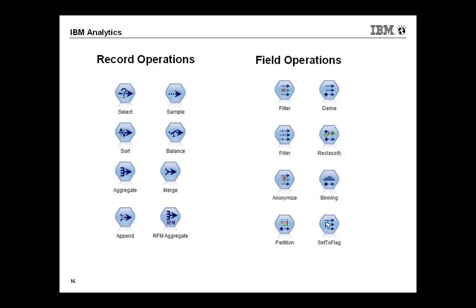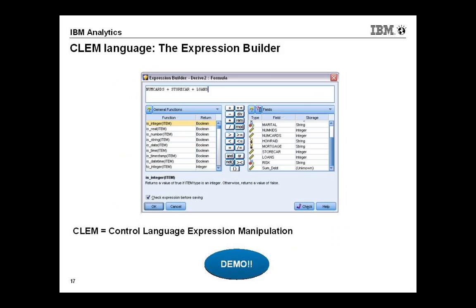Another great thing with Modeler is the CLEM language, the expression builder, that you can use to, for example, derive a new attribute. And it's really intuitive. As you can see, you can do everything with point and click. You can check if a variable is an integer variable. You can convert a variable to a date or an integer. You can sum different variables, and there's a lot of tools available here for you with this expression builder.